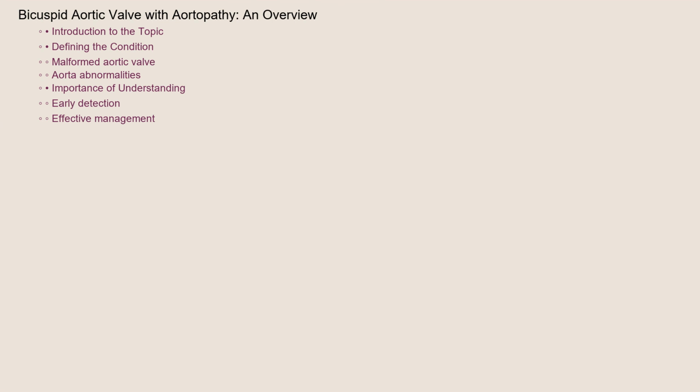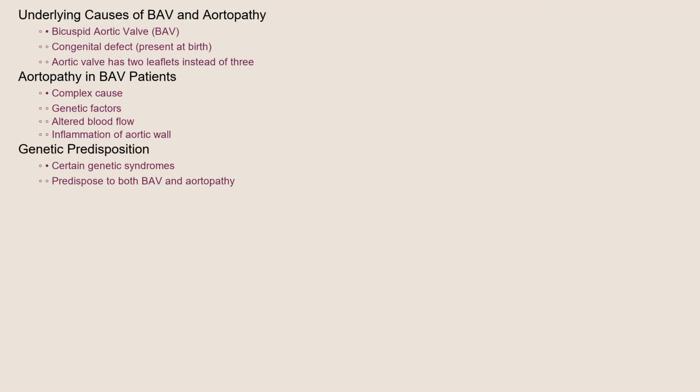Welcome. Today we're discussing a specific heart condition, bicuspid aortic valve with aortopathy. This complex condition involves both a malformed aortic valve and abnormalities in the aorta itself. Understanding this condition is crucial for early detection and effective management. Let's explore the underlying causes.